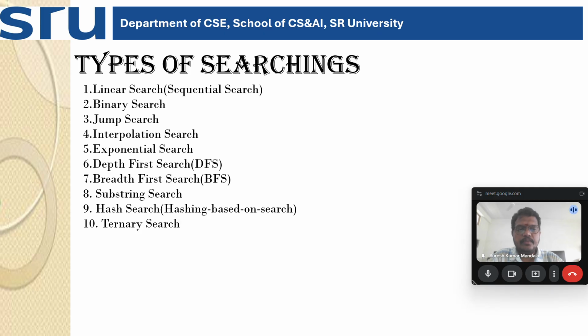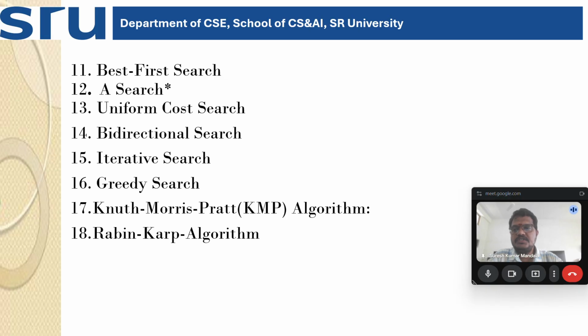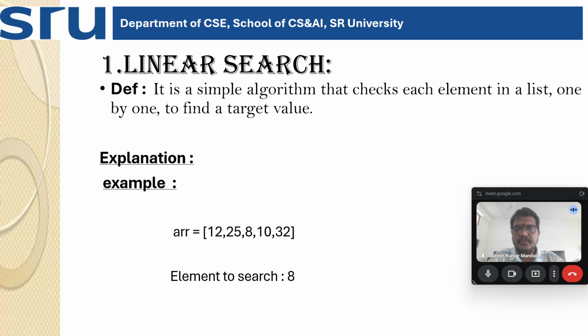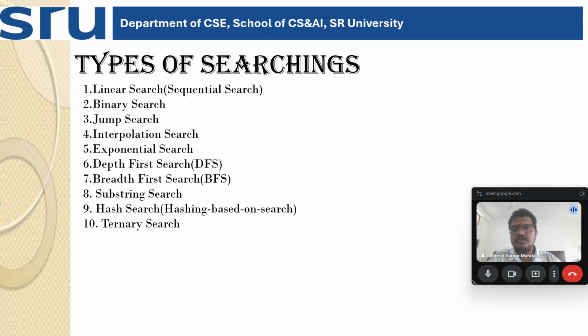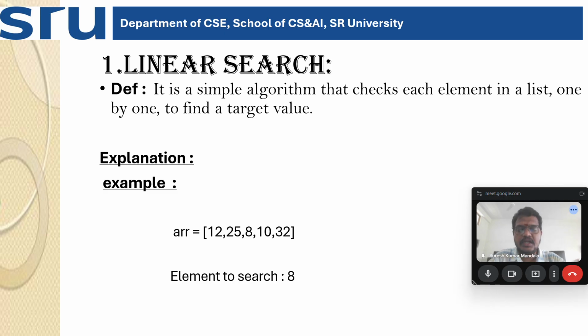The first topics of searching algorithms are: linear search, binary search, jump search, interpolation search, exponential search, depth first search, breadth first search, substring search, hash search, and ternary search. Again, the 11th onwards: best first search, A star search, uniform cost search, bidirectional search, iterative search, greedy search, Knuth-Morris-Pratt pattern algorithm, and Rabin-Karp algorithm. These topics we will discuss. Within the sequence of the searching topics, first we will discuss linear search.